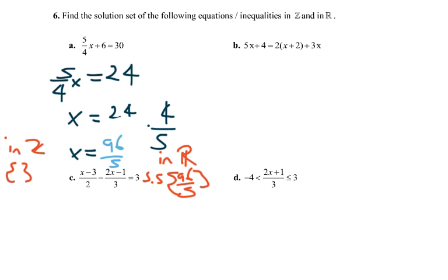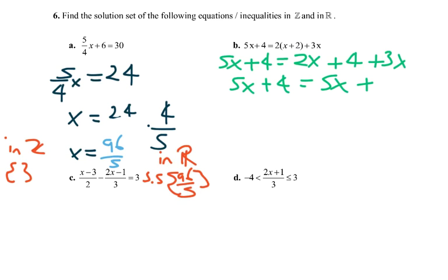Same thing with B then. Expand the brackets on the right hand side. And then we can see we end up with 5x plus 4 equals 5x plus 4. And in this case, we can see that all values of x work. So if we're solving this in integers, we know that all integers satisfy this equation. If we're solving this in real numbers, we know that all real numbers satisfy this equation.